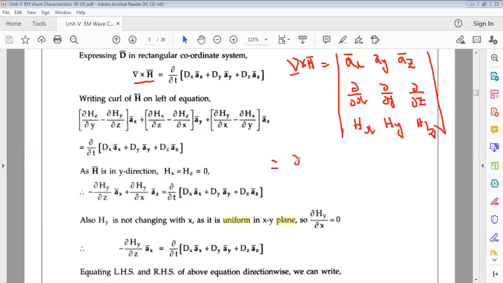dou by dou y into Hz minus dou by dou z into Hy, all multiplied with the ax bar. Okay, my dear student, ad minus bc like this. This is the first term here: dou Hz by dou y minus dou Hy by dou z into ax bar.